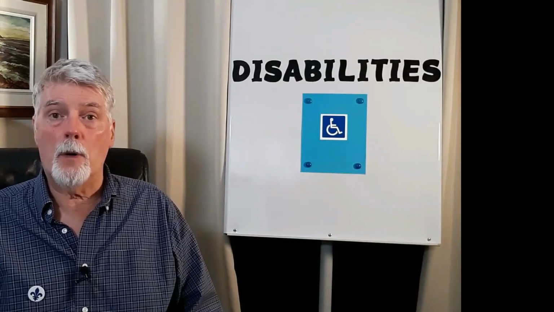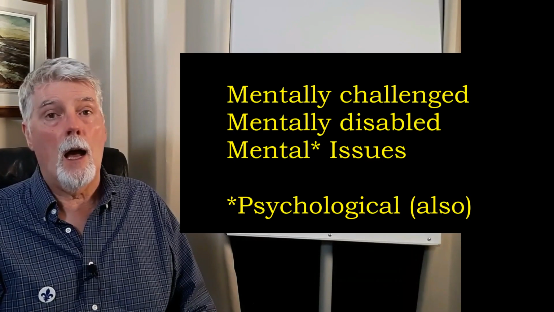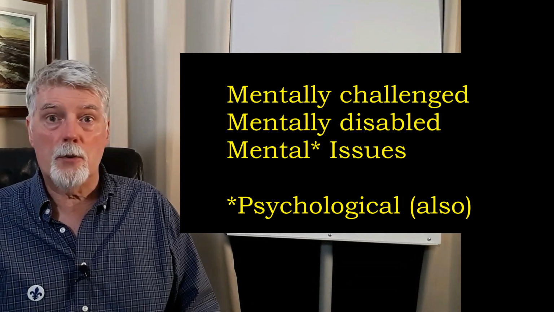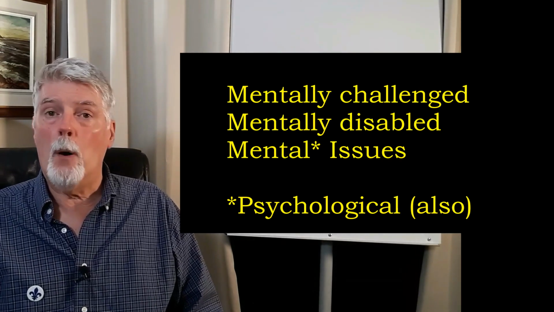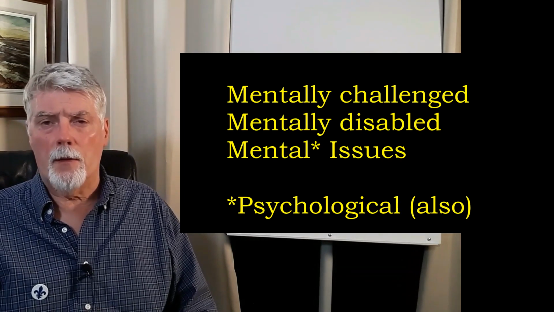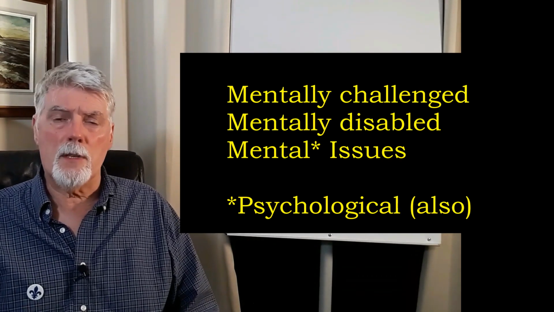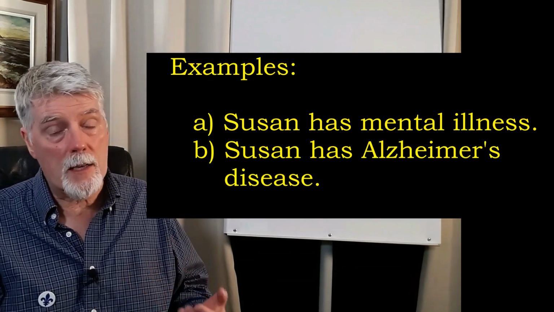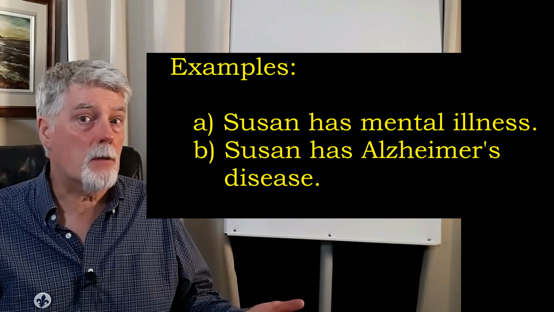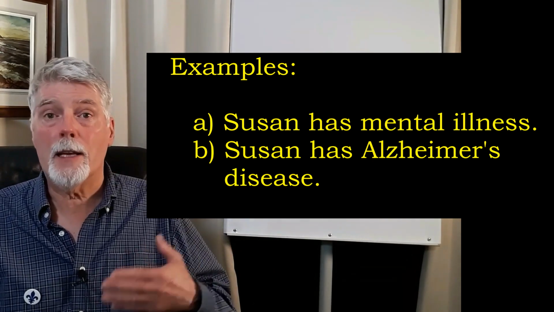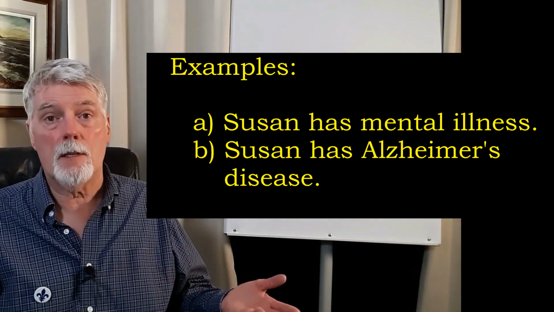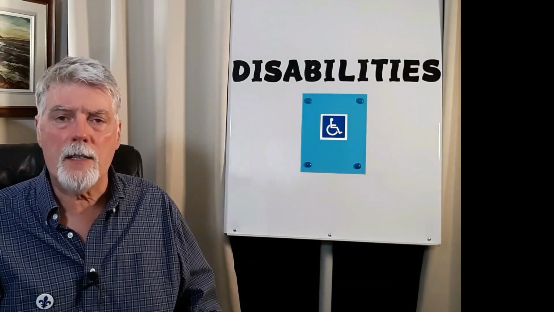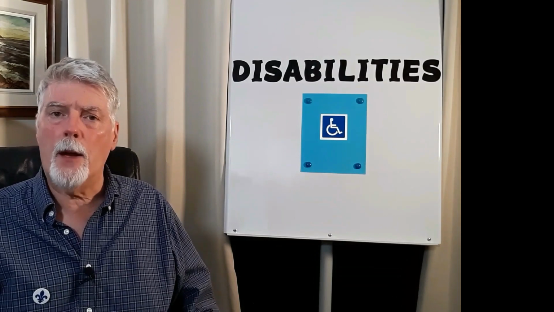So we can say someone is mentally challenged, mentally disabled, they have mental issues, but we don't use any other terms other than that, unless we talk about their specific disease, if we know what it is. Say, for example, Susan has mental illness, or Susan has Alzheimer's disease, instead of putting the disease first.